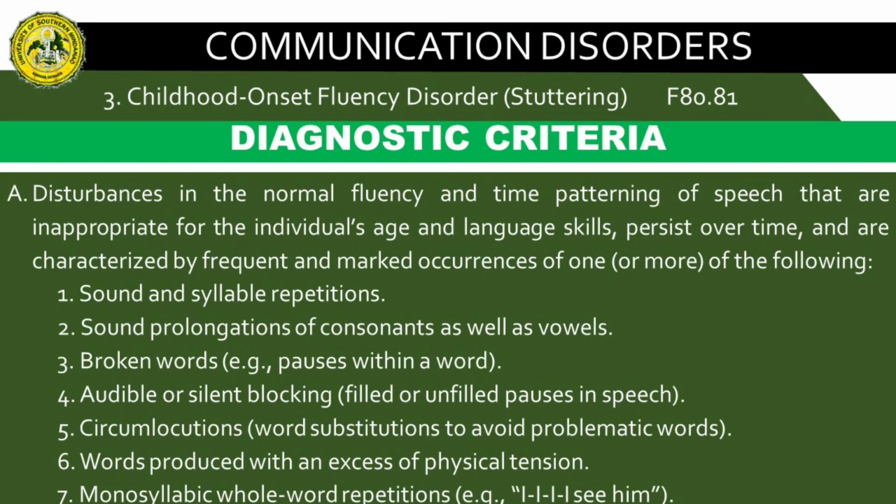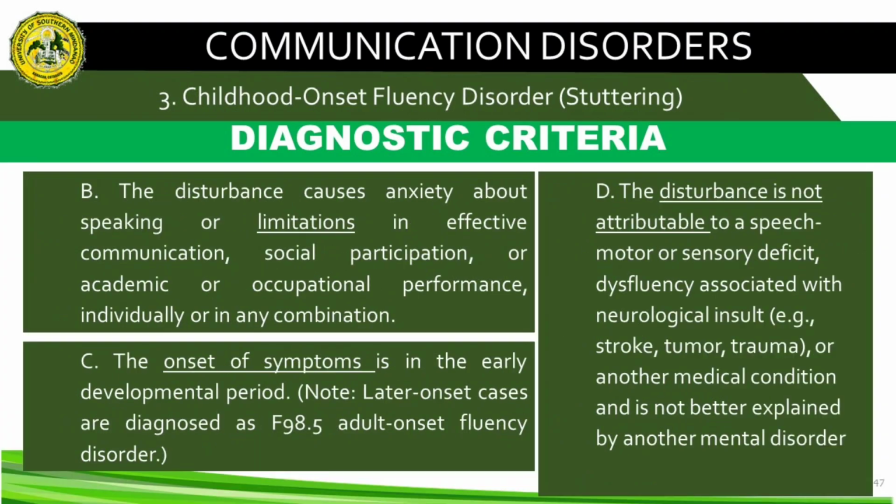And seventh, monosyllabic whole word repetitions. Criterion B: the disturbance causes anxiety about speaking or limitations in effective communication, social participation, or academic or occupational performance, individually or in any combination. The disturbance in fluency may interfere with academic or occupational achievement and with social communication.